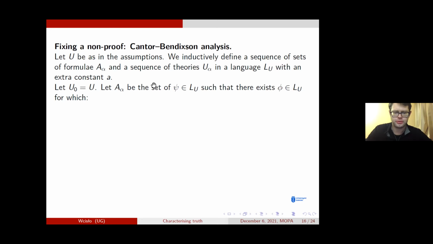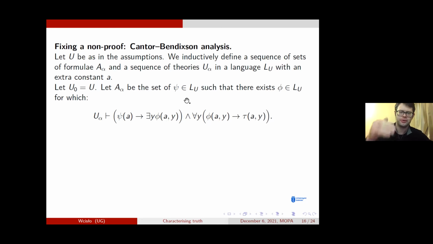At each step, A alpha consists of those psi such that some phi defines the type tau. So those are possible conditions. This is the set of possible conditions which allow you to define the type tau: define the elementary diagram with some formula phi with parameters up to A, assuming that A satisfies this condition psi. So there is a set of possible conditions you can impose on the bound on the portion of the elementary diagram you try to construct.